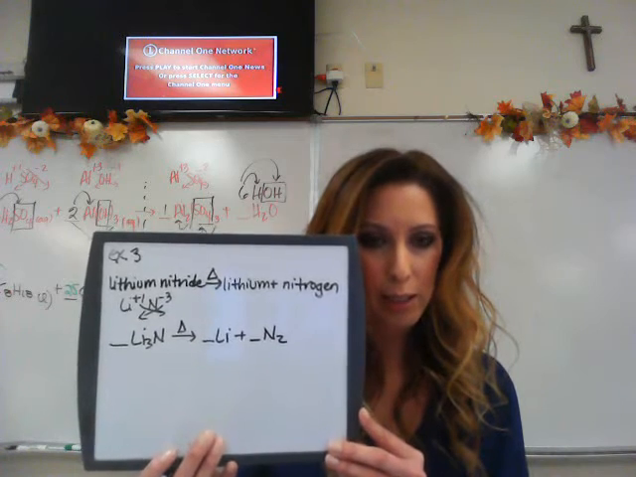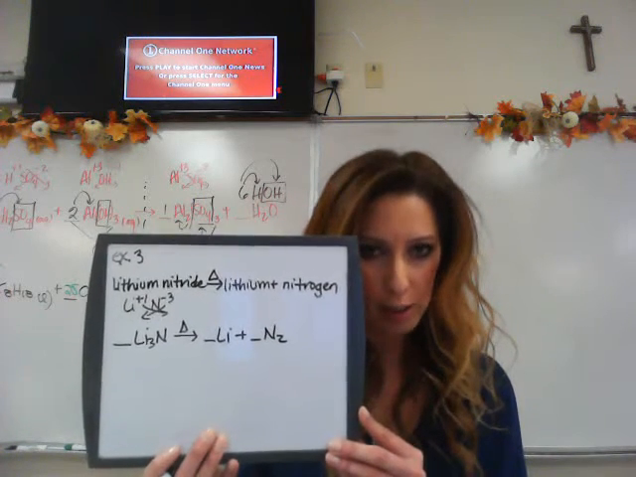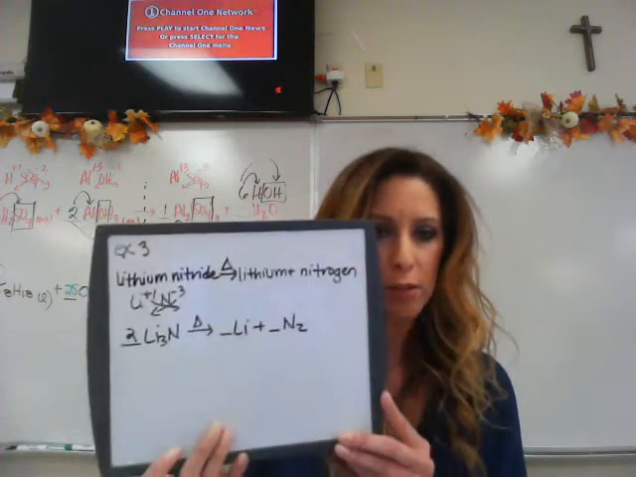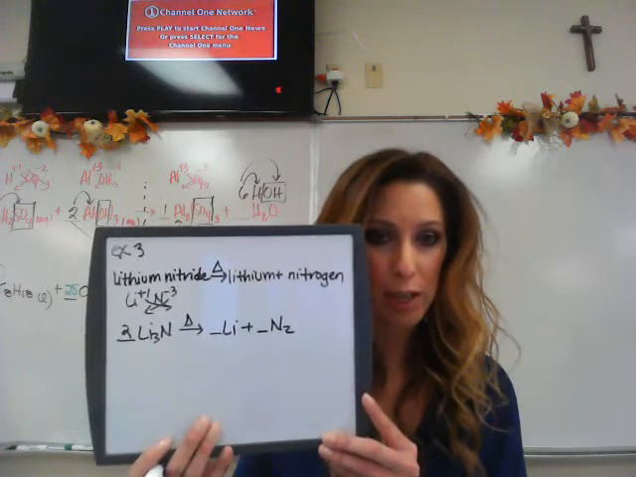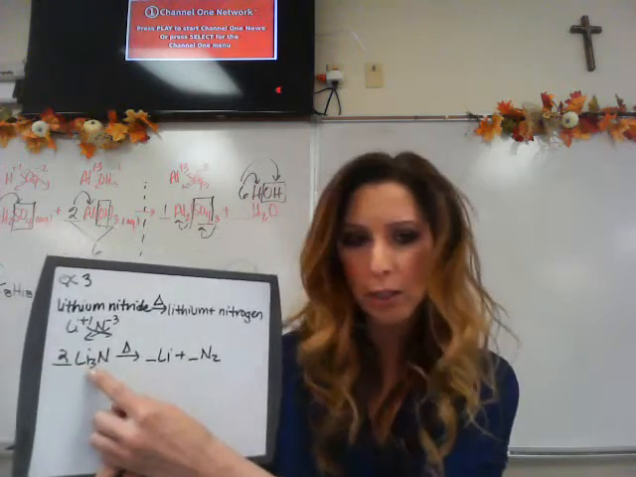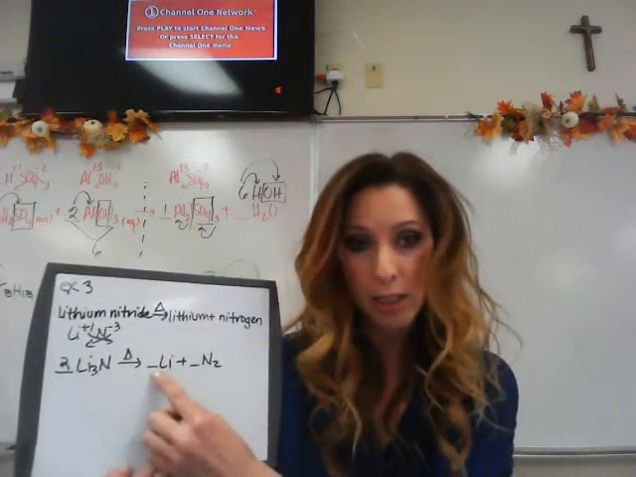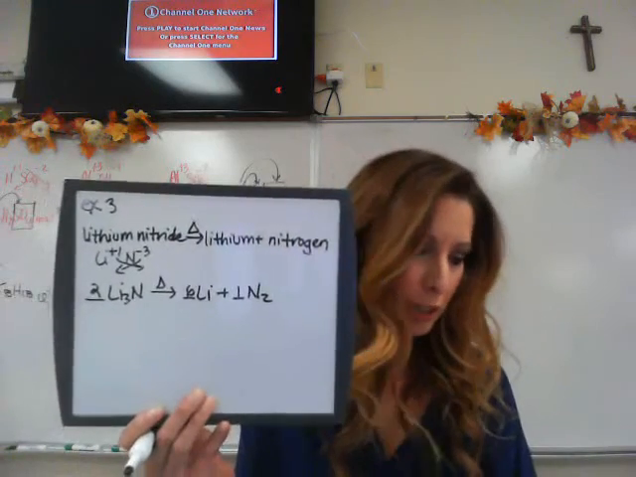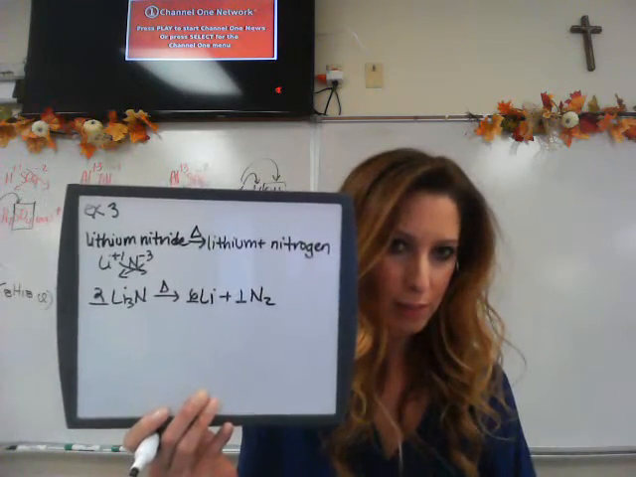Now we're going to balance things. Since I have 2 nitrogen on the right-hand side, I need to put a 2 in front of the reactant Li3N. 2 times 3 is 6 lithium, so you need to put a 6 here. And then you're done. That's your first decomposition reaction.